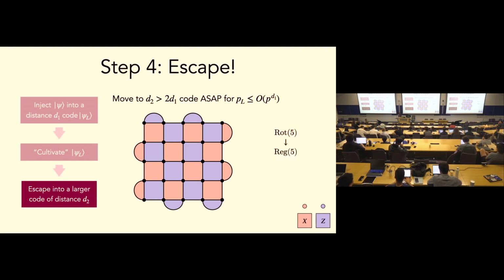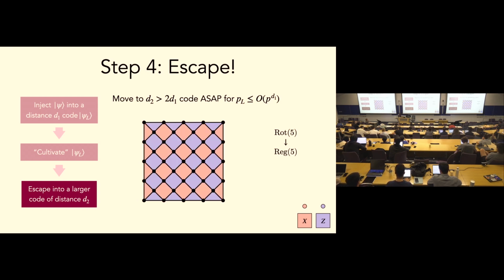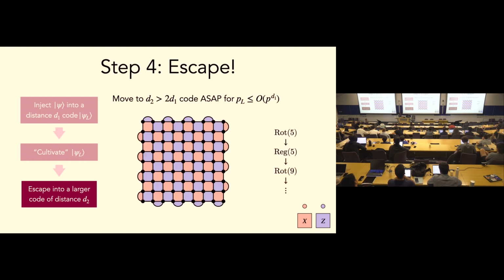We transform our rotated surface code from a distance 5 rotated surface code to a distance 5 unrotated or regular surface code using another version of the short depth unitary. So we add in ancilla qubits and perform 2 gate layers. And at this point, our system is now a distance 5 regular surface code. And we can use the same short depth unitary that we just used in the cultivation part of our protocol to grow this distance 5 regular surface code into a distance 9 rotated surface code, and so on if we desired a larger code size.